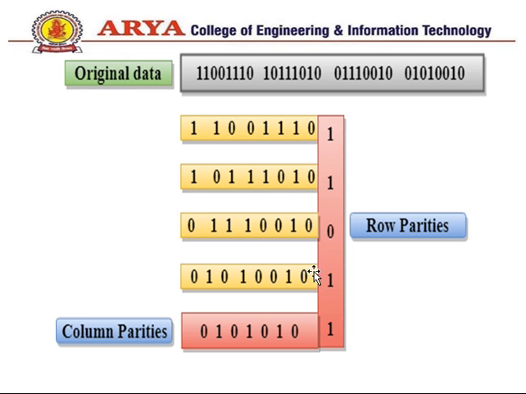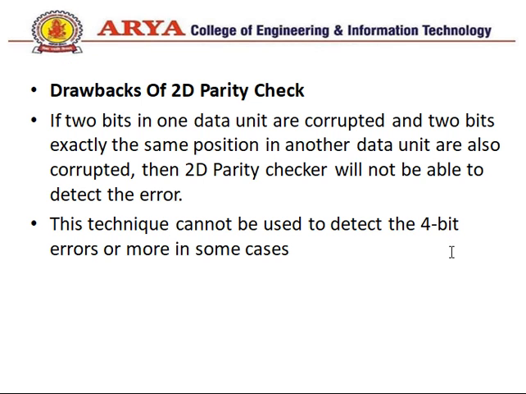We'll see it from the diagram. Original data was here, which was divided into 4 bytes, so we arranged it in a proper matrix manner. Then we start calculating the parity bits. Over here there are 1 2 3 4 5 ones, so odd, so we'll write 1. Similarly here 0 and 1. These are the row parity and these are the column parity. These column and row parities are sent to the receiver. Then the receiver checks them. If they do not match, it discards the message. So this was the 2D parity check.